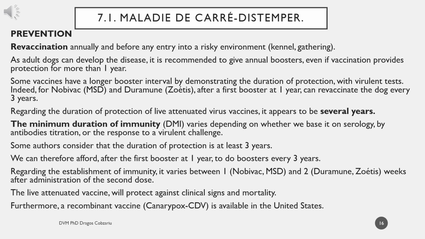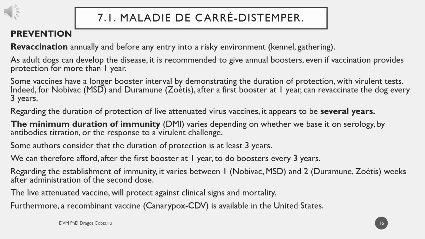As adult dogs can develop the disease, it is recommended to give annual boosters, even if vaccination provides protection for more than 1 year. Some vaccines have a longer booster interval by demonstrating the duration of protection with virulent tests. Indeed, for Nobivac, MSD, and Duramune, Zoetis, after a first booster at 1 year, we can just revaccinate the animal every 3 years.